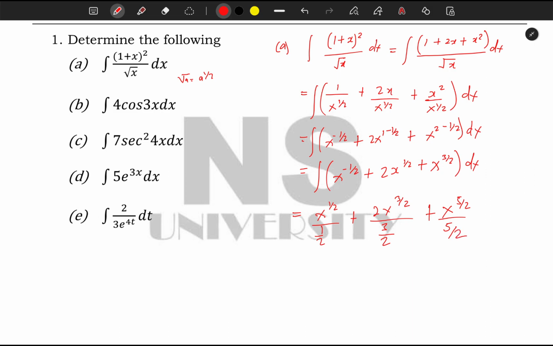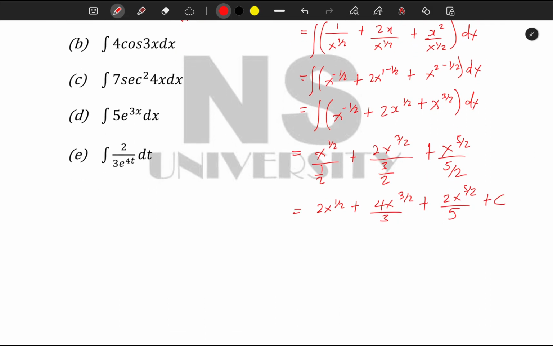After doing that, if you evaluate the fraction, this gives me 2x to the power half, and this one will give me 4 over 3 x to the power 3 over 2, plus 2x to the power 5 over 2 over 5, plus c. It's fine, you can leave it like that.